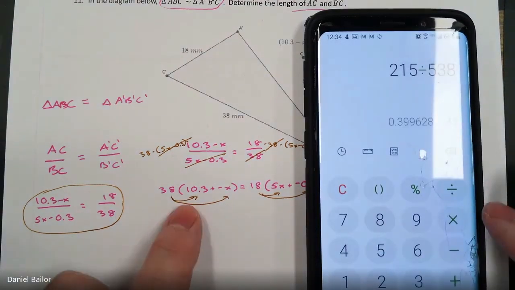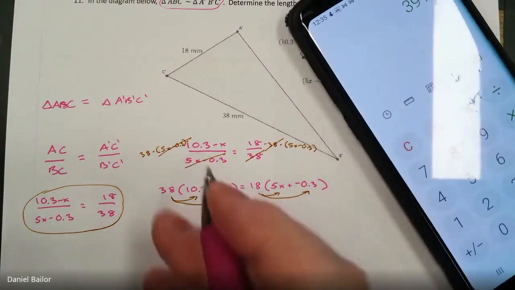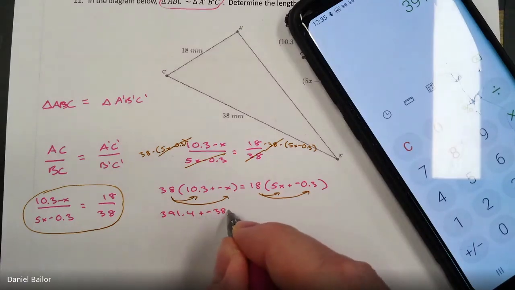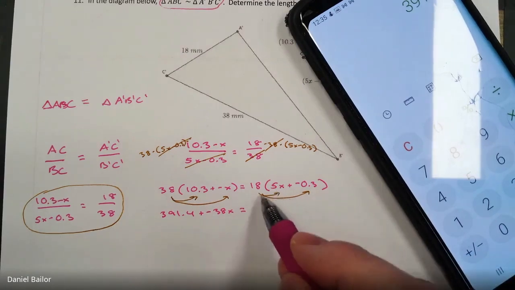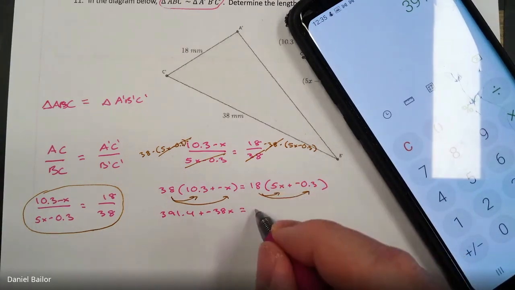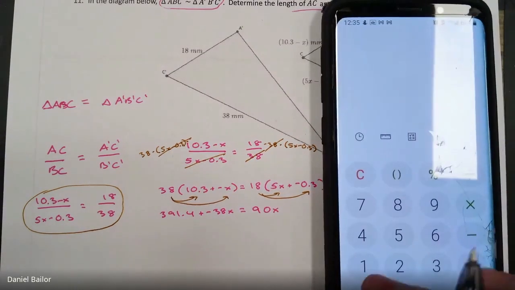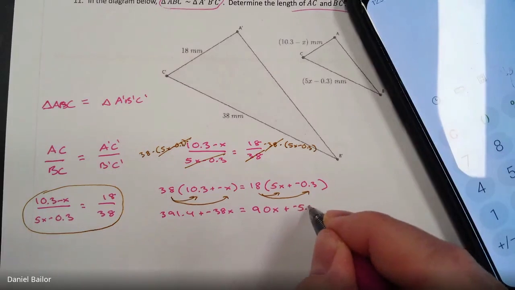We do 38 times the 10.3. Oh, I should clear everything. 38 times the 10.3, we get 391.4. So we get 391.4 plus negative 38x, because 38 times negative x. 18 times 5x, well, 18 times 5, I can do that in my head. That's 90, so we get 90x. 18 times negative 0.3 equals negative 5.4. So plus negative 5.4.